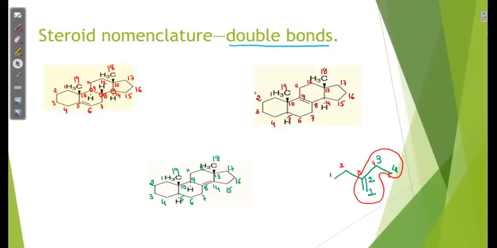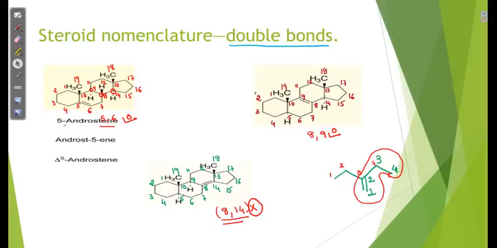So here we will say this double bond is between 5 and 6. Here the double bond is between 8 and 9. Here the double bond is not between 8 and 9, but between 8 and 14. So that one is in sequence, and we are very happy. This one is also in sequence. This one is not in sequence. If it is not in sequence, how to indicate the double bond is very important. If we only write 8, then it could be read as 8 and 9. So let us see.